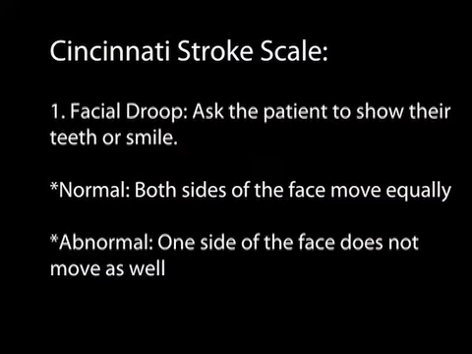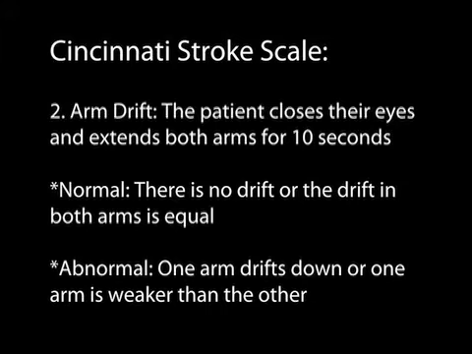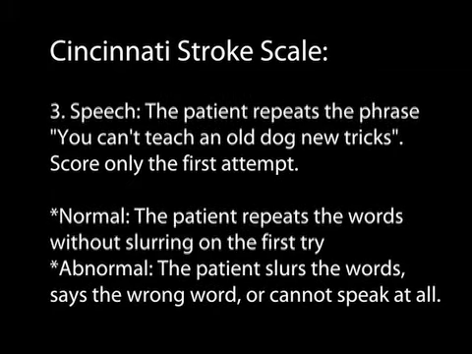The Cincinnati Stroke Scale evaluates 3 points, beginning with facial droop by asking the patient to show their teeth or smile. The second point is arm drift. This is evaluated by asking the patient to close their eyes and extend their arms for 10 seconds. The third portion of the Cincinnati Stroke Scale is speech by having the patient repeat a phrase such as "You cannot teach an old dog new tricks." Score only the first attempt.